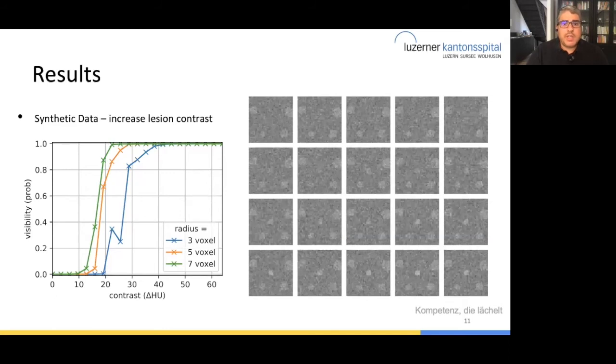The second part of our evaluation was to characterize the model performance and define control conditions with the synthetic data. First, we looked at the impact of the lesion contrast on the visibility. As expected, with the increase of the contrast of the lesion, the visibility increases. And also, smaller lesions require a larger contrast so the lesion can become visible to the model.